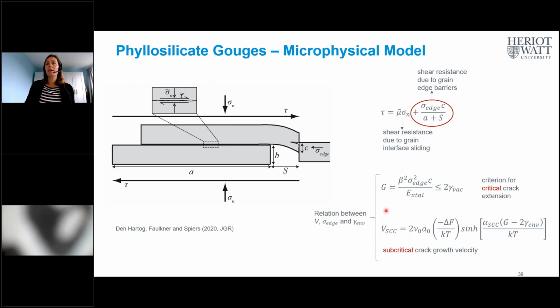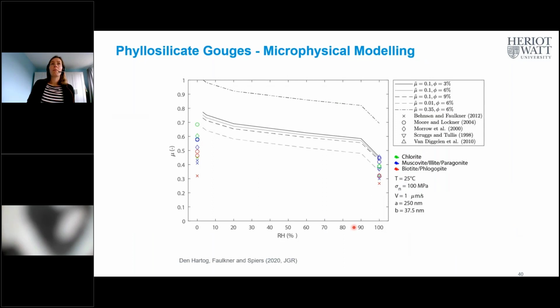If we combine these equations, and I won't go into the details here, they can be combined to give you a relationship between the slip velocity, the normal stress at the edge, and gamma environment, a parameter which depends basically on the relative humidity, on whether there's water present or not. So using that model, we could then make predictions for the friction coefficient.